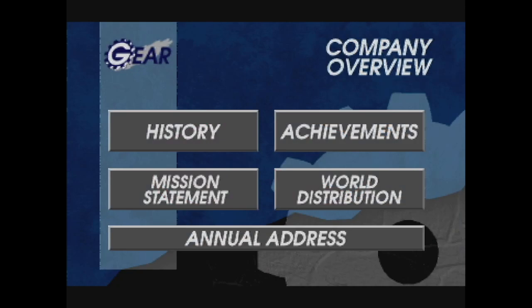Your corporate overview program could also include the company's history, achievements, mission statement, world distribution, your annual address to the employees. All of these segments would also be used in programs for other departments within the company.